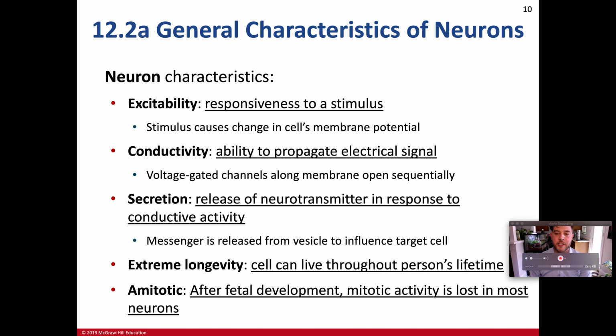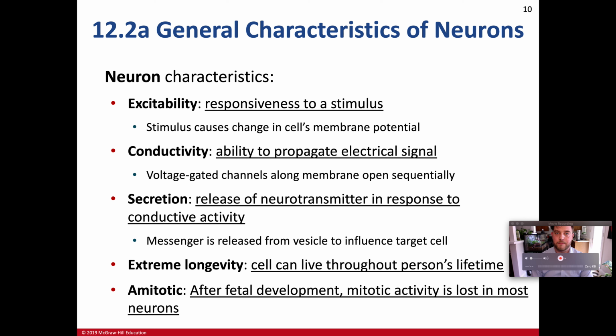Secretion is the release of neurotransmitters in response to conductive activity. Acetylcholine flows out when the nerve action potential comes, and that allows muscles to contract eventually. By the way, acetylcholine is not the only neurotransmitter. It's just the one we've talked about before, so it's the one I wanted to bring up here. They experience extreme longevity, so neurons can live throughout the person's lifetime. The neurons you are born with as a fetus can be with you until you are in your 80s and 90s. That's one of their gifts.